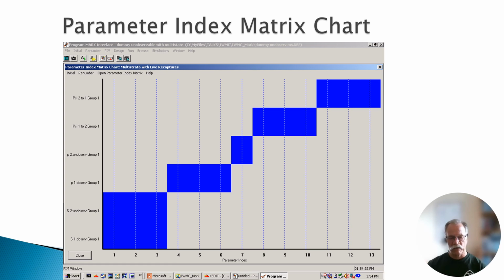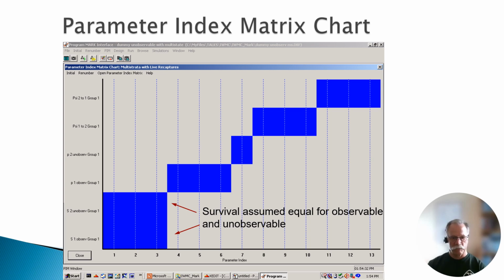So the way we would set this up in MARK is we would force the survival for the unobservable state to be equal to survival for the observable state. We would have a probability of recapture associated with that observable state, and that can vary from year to year. But we would have to set the probability of recapture for that unobservable state equal to 0, and we can do that in the fixed parameters part of the run window in MARK.